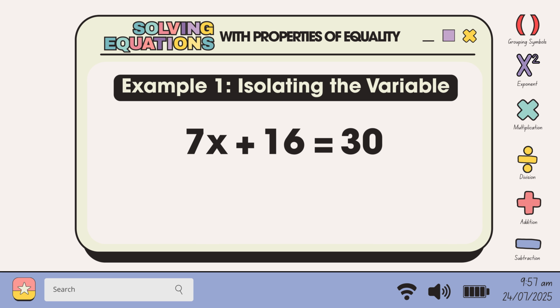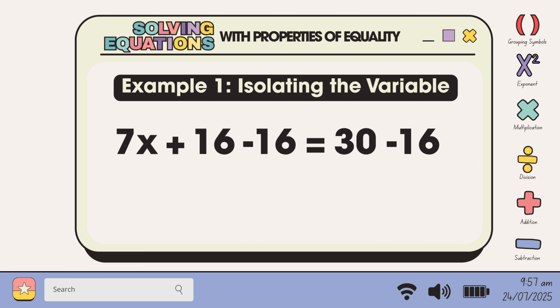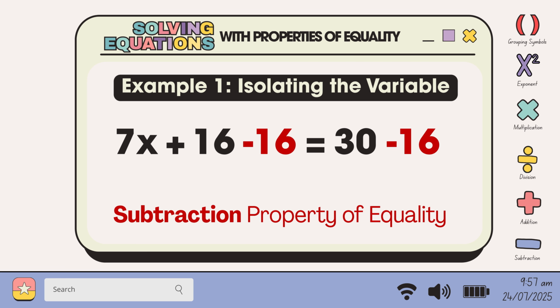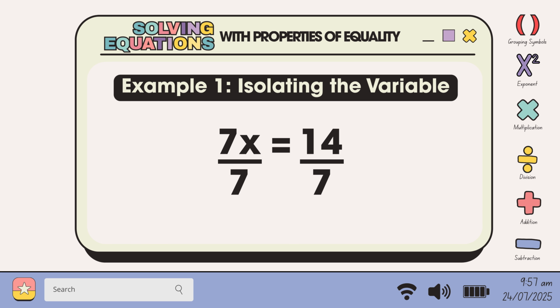Let's look at our first example. 7x + 16 = 30. Our goal is to isolate x. First, we subtract 16 from both sides following the subtraction property of equality. This leaves us with 7x = 14.